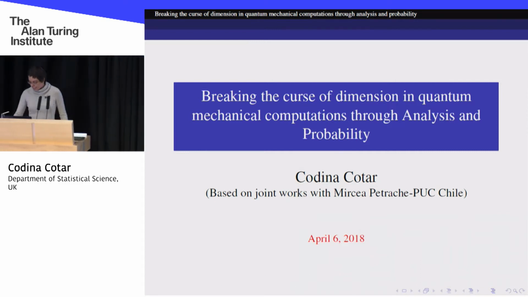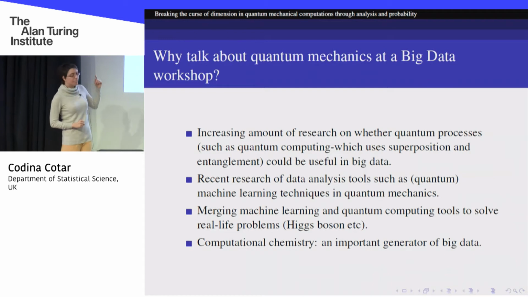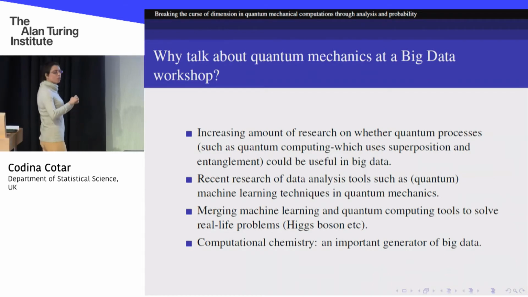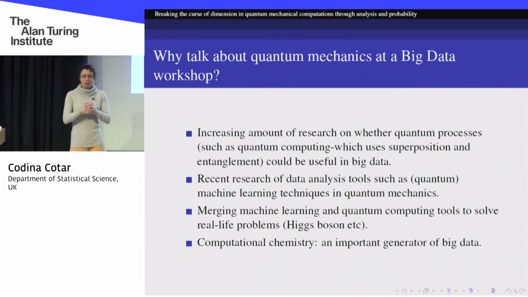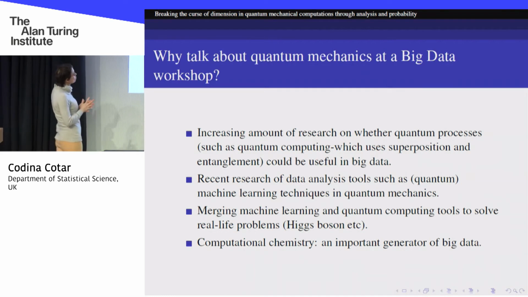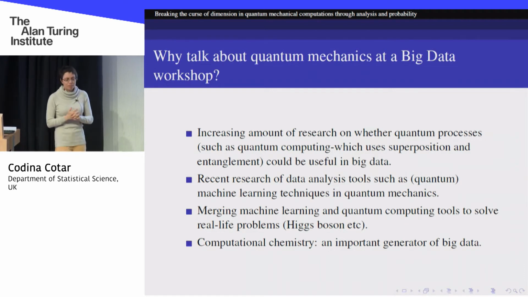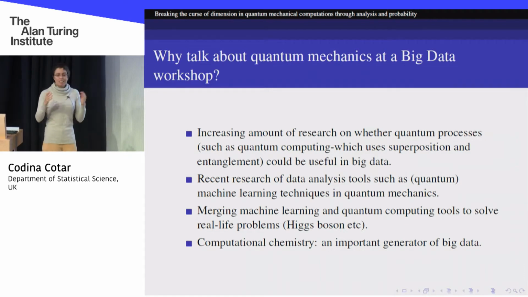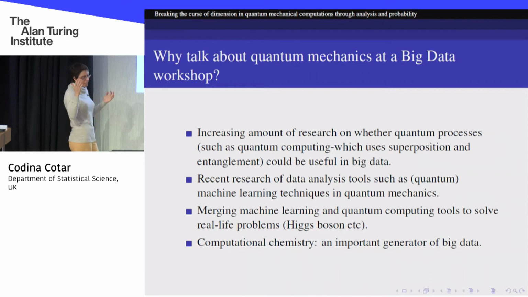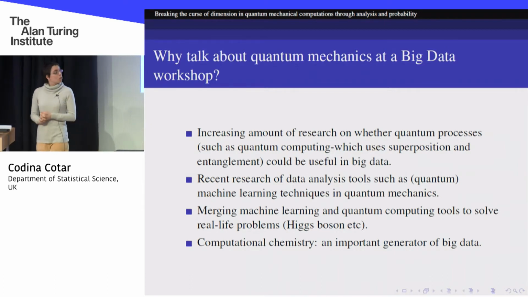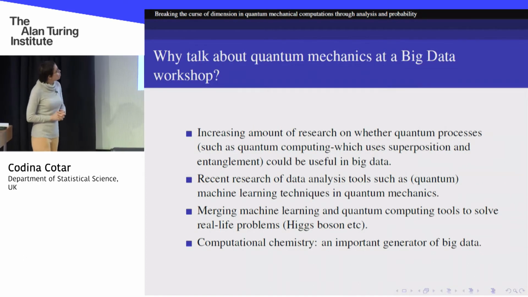However, there are also increasing interactions between quantum mechanics and data science. If you Google quantum mechanics and data science, you're going to find lots and lots of articles saying that computer processes, such as quantum computing, are going to revolutionize data science and be really useful in big data. Until quite recently, this was just a theory, but in December 2017, IBM announced that they had created a quantum computer. NASA now have a quantum computer, so it's all starting to become a bit more real.